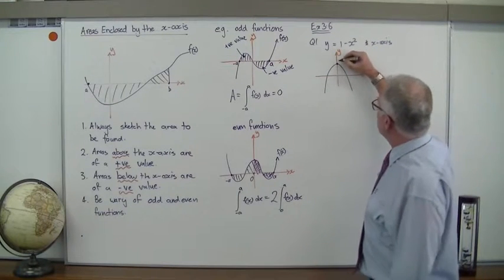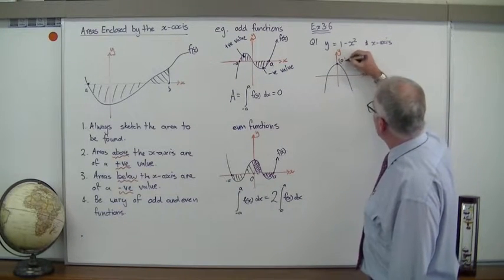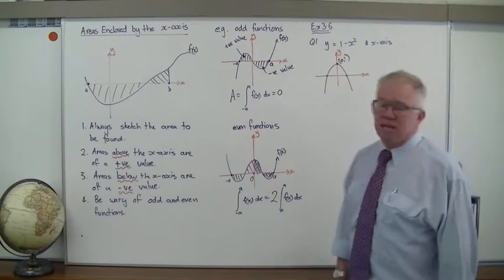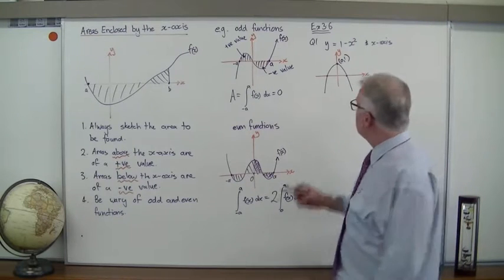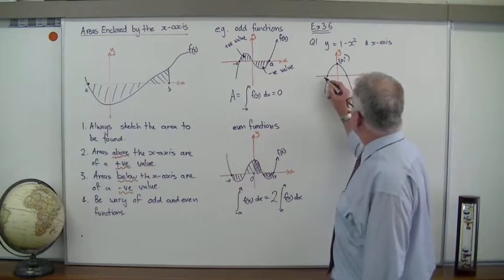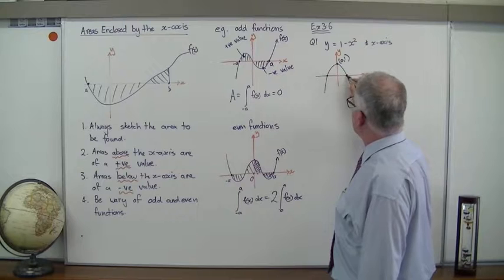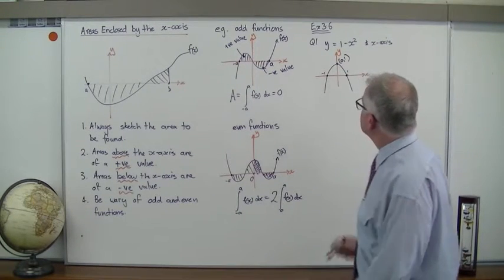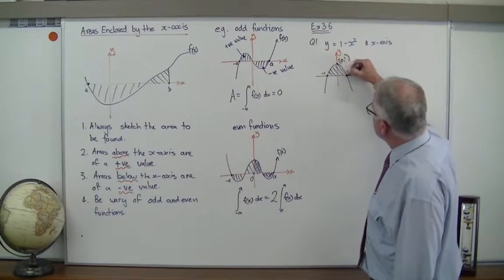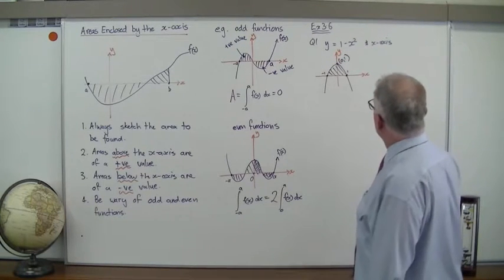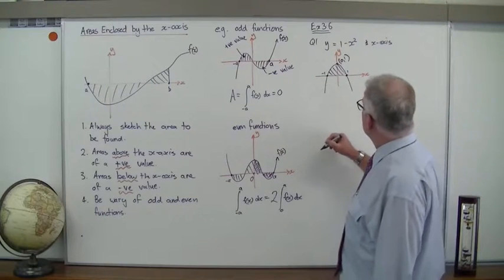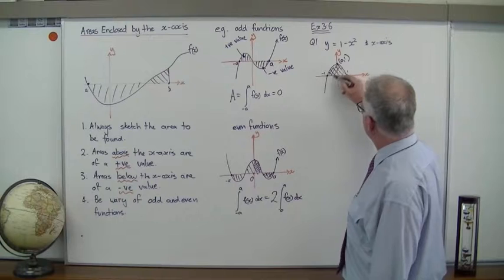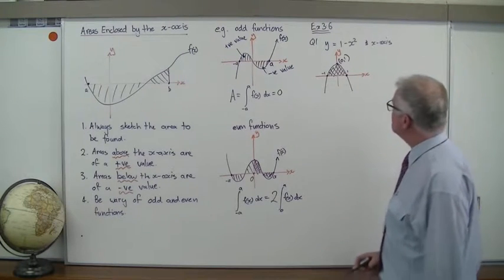Its vertex is going to be here with coordinates 0, 1. And in fact, you should also be able to do in your head by this stage with extension 1 students, the values where it crosses the x-axis will be when x equals minus 1 and when x equals 1. And we want to find this area. Alright, so to find that area, because that's the curve, there's the x-axis, that's the area we're looking for between the curve and the x-axis.